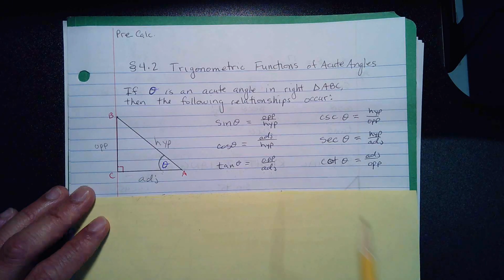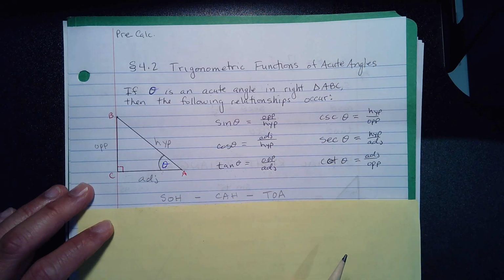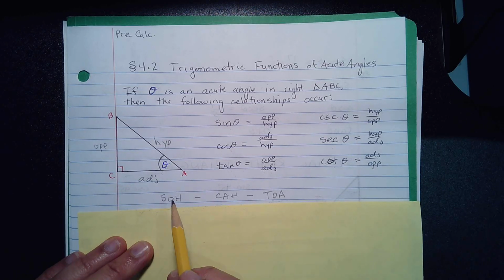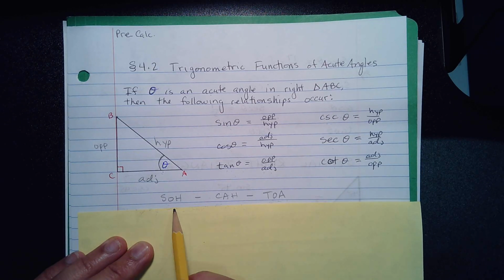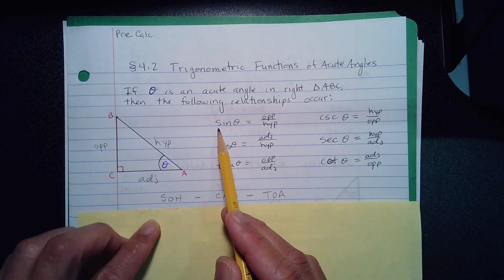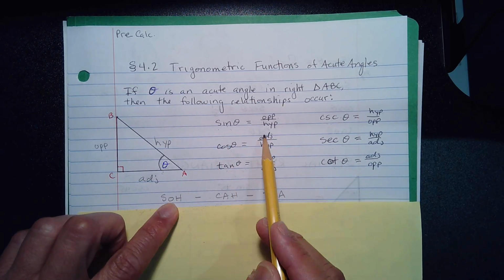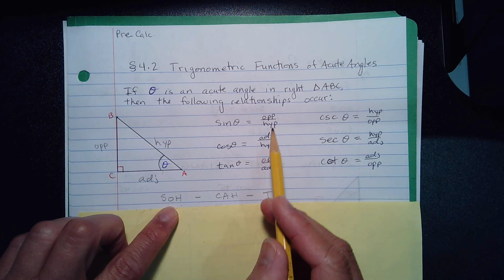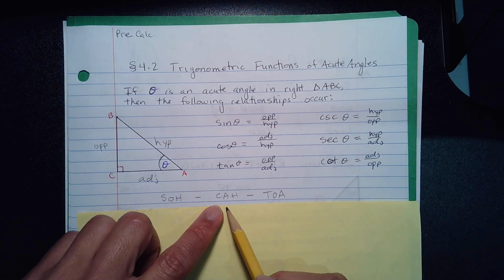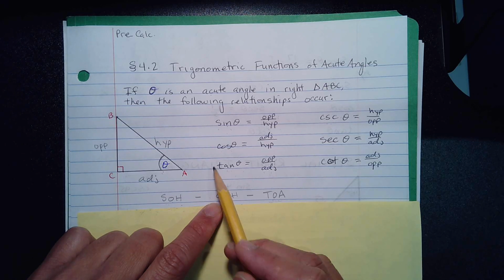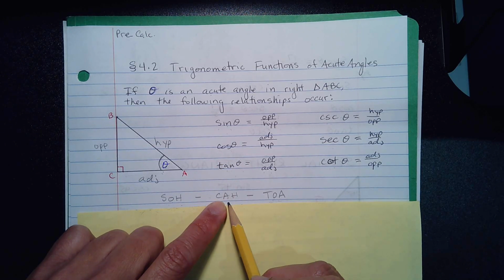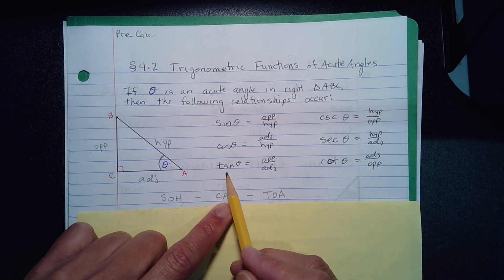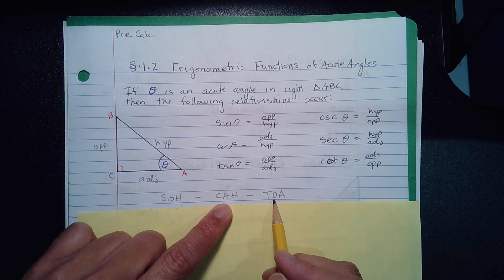Now, the way to remember these relationships is what we call SOHCAHTOA. The reason why we teach you to remember SOHCAHTOA is so you can remember the relationship of sine: S for sine, O for opposite, H for hypotenuse. That's why we call it SO. Sine is opposite over hypotenuse. Cosine, C, cosine, is adjacent over hypotenuse.